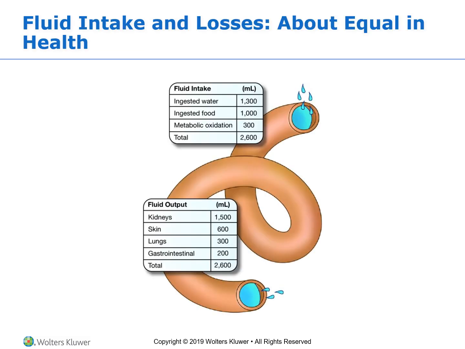Fluid intake and losses. Okay, so in intake wise, through ingestion of water, we take about 1,300 mLs. Through food, about 1,000, and then through oxidation, about 300. And in total, about 2,600 mLs a day. And then output should equal, similar to that, about 1,500 through the kidneys, 600 through the skin, 300 through respiratory, and then 200 in GI. So that gives us about 2,600 total.